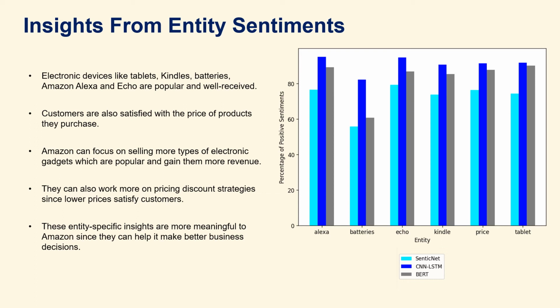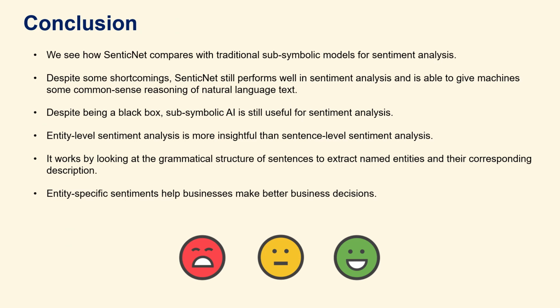Well, for Amazon, they realized that electronic gadgets are hugely popular and loved by their customers. Hence, they can focus more on selling electronic products to gain more revenue. Customers are also satisfied with the prices, so they can work more on pricing discount strategies as well. We can see from this that entity-level sentiment analysis is more meaningful and can give much more insights compared to traditional sentence-level analysis.